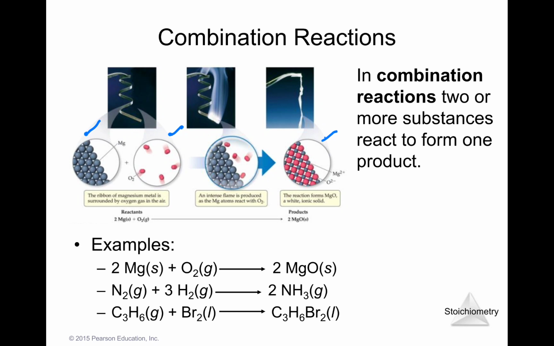Notice the equation. Two magnesiums require one oxygen to give two magnesium oxides. Information provided: the magnesium and the magnesium oxide are in the solid state. The oxygen is in the gaseous state. Also note that it's a balanced equation. Two magnesium here, two magnesium here. Two oxygens in the one molecule. One oxygen times two gives us a total of two oxygens.